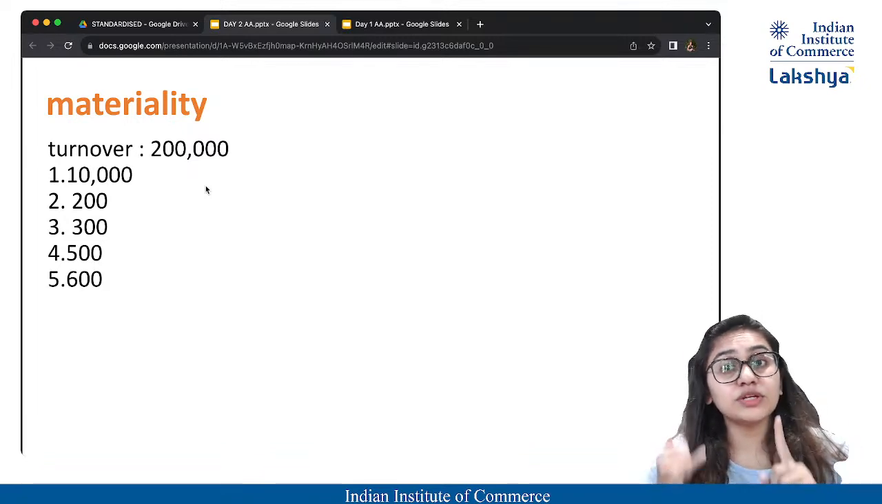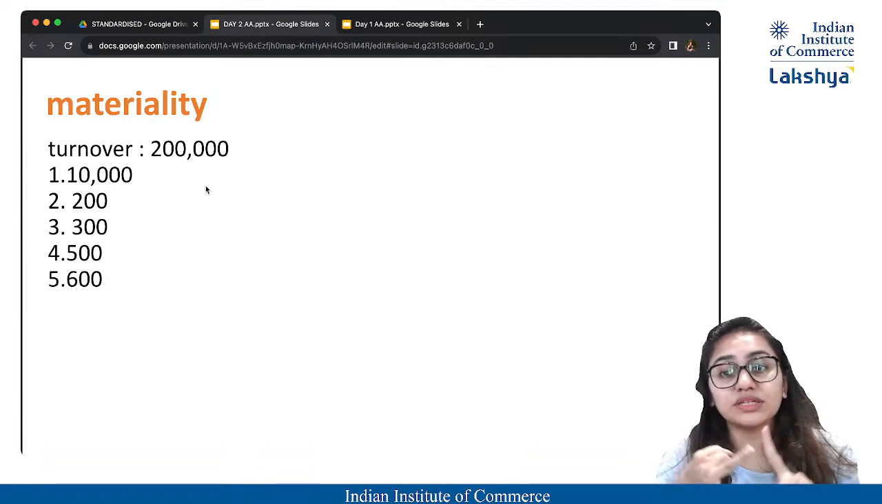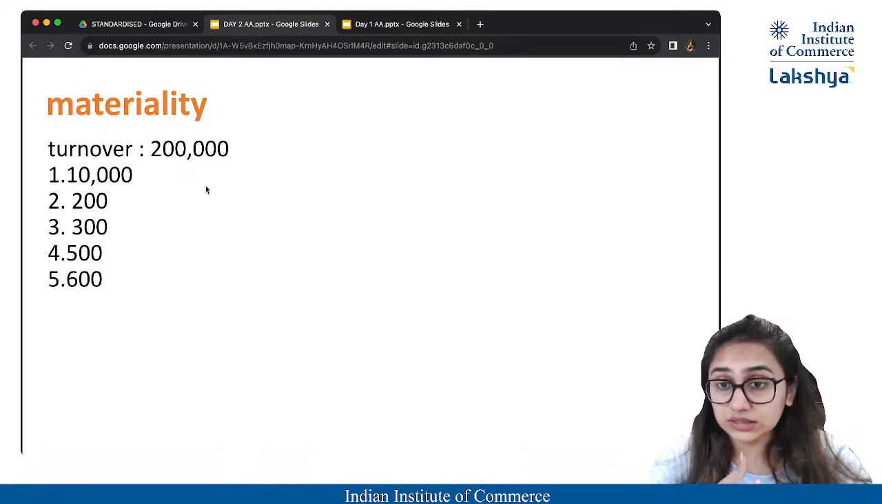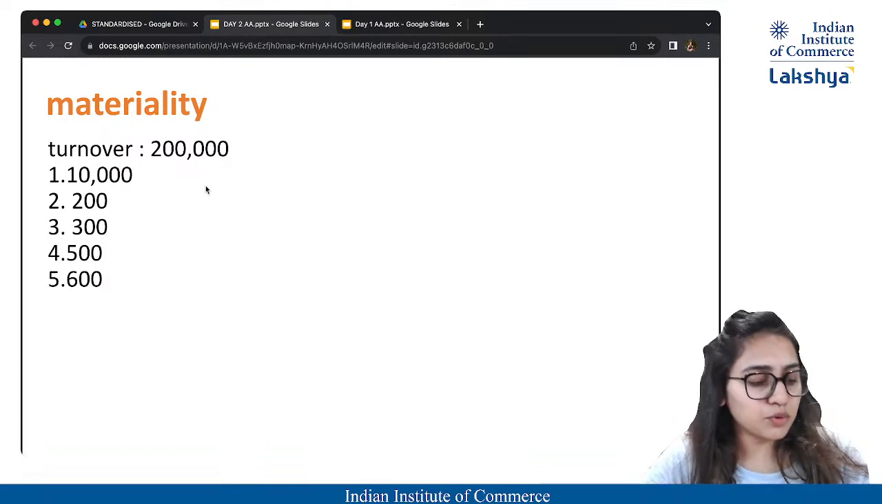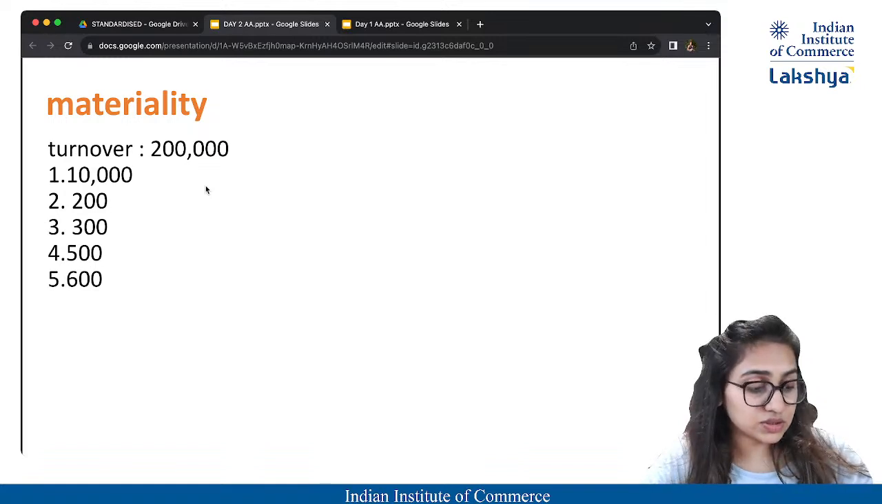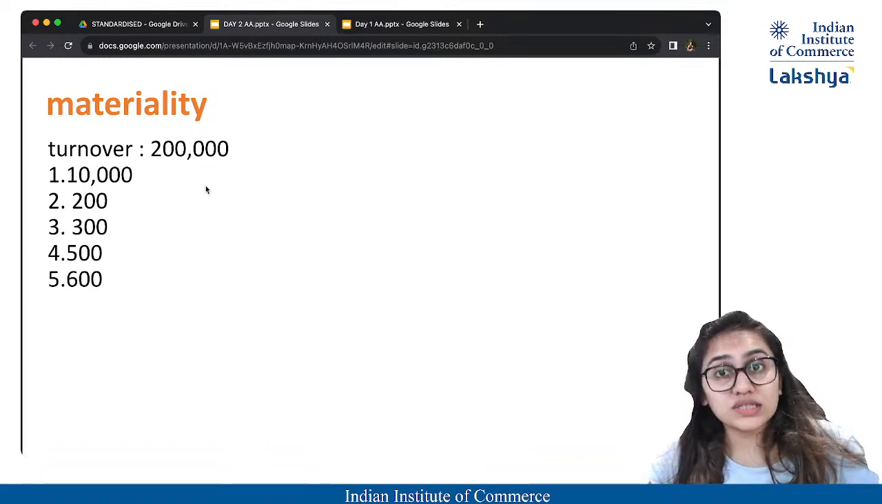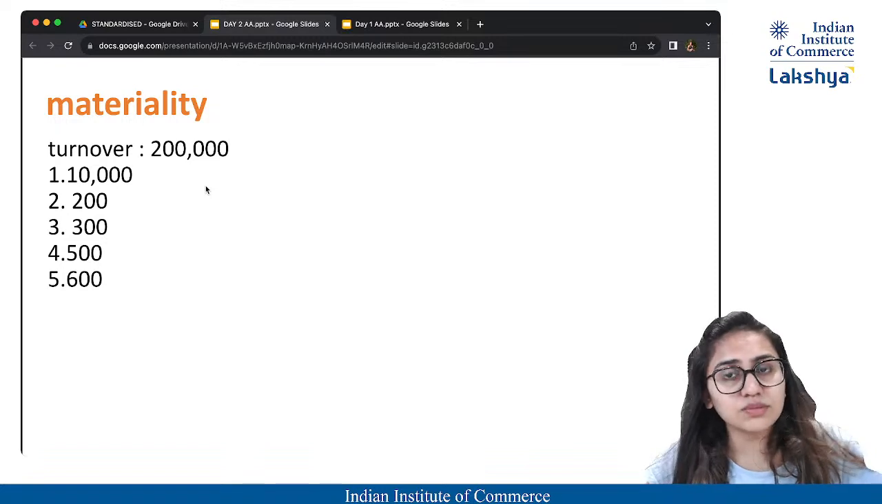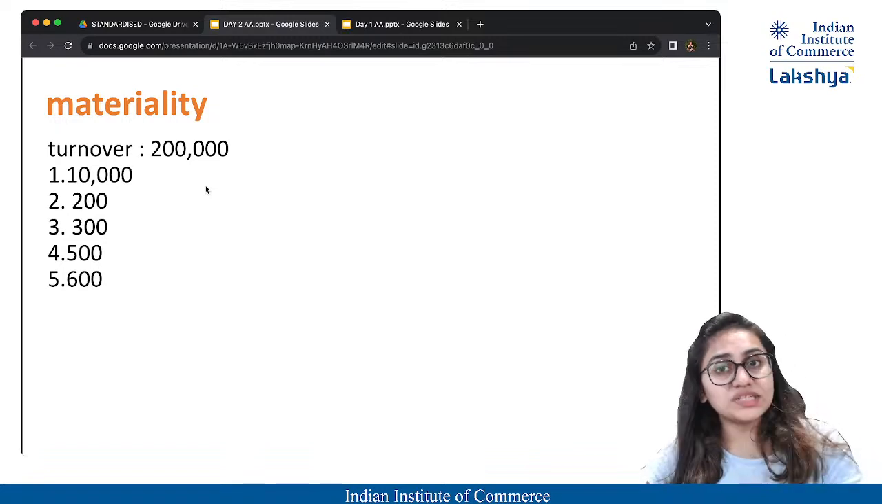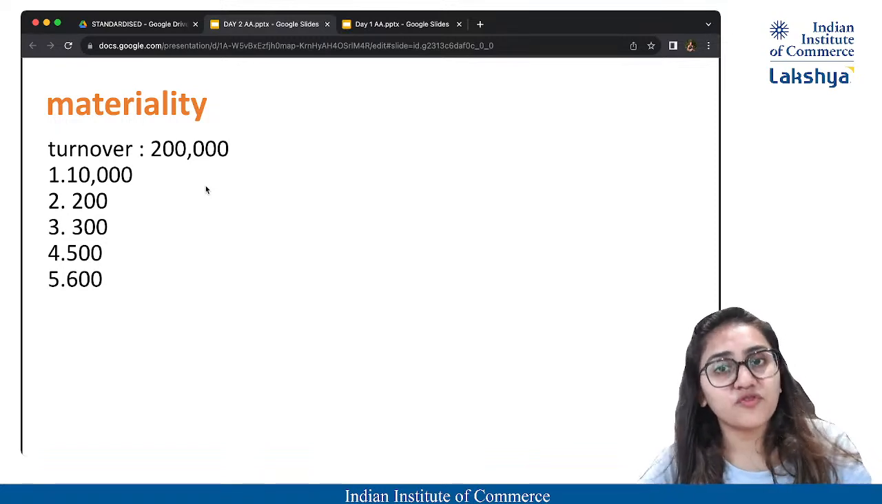But individually 200 is not material, individually 300 is not material, individually 500 is not material, individually 600 is not material. But if I add up all 200 plus 300 plus 500 plus 600, they become 1,600, which is more than 1,000, which is my materiality level. So all these aggregated together become my performance materiality.